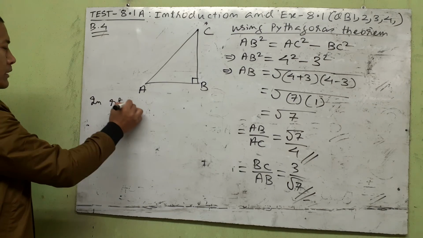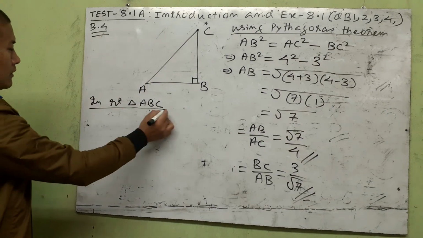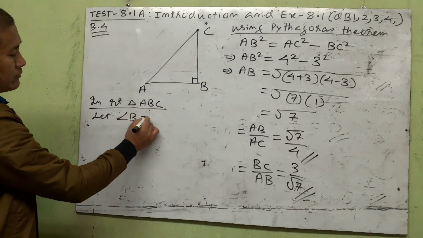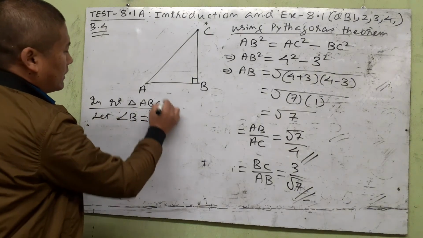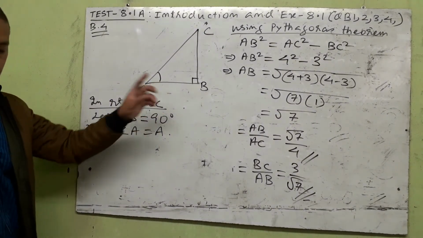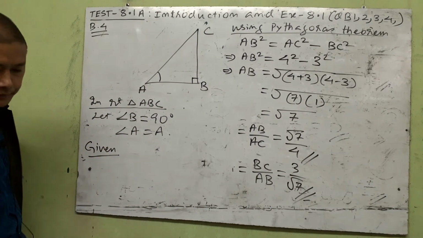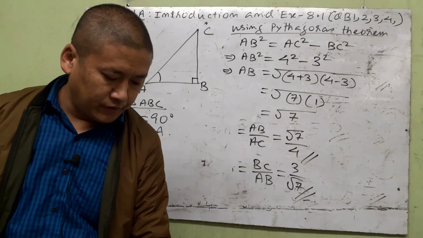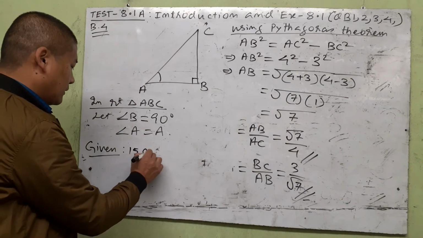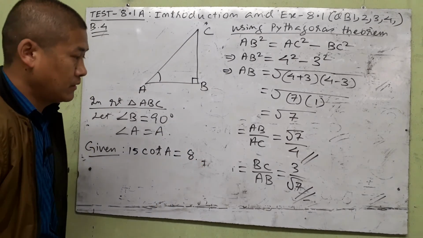Let's introduce this triangle. In right triangle ABC, let angle B equal 90 degrees. This is important, the 90-degree point is very important to mention. And we're taking this angle as A. Then given to us, look into your question, is 15 cot A equal to 8.